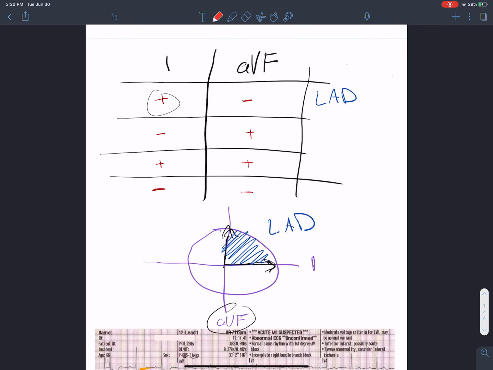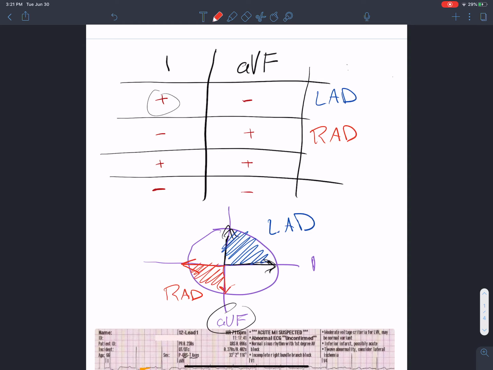Lead 1 is negative, so it's traveling away from lead 1. AVF is positive, so it's traveling toward AVF. I know it's over here in this little area, and I know that area correlates to the right axis deviation.